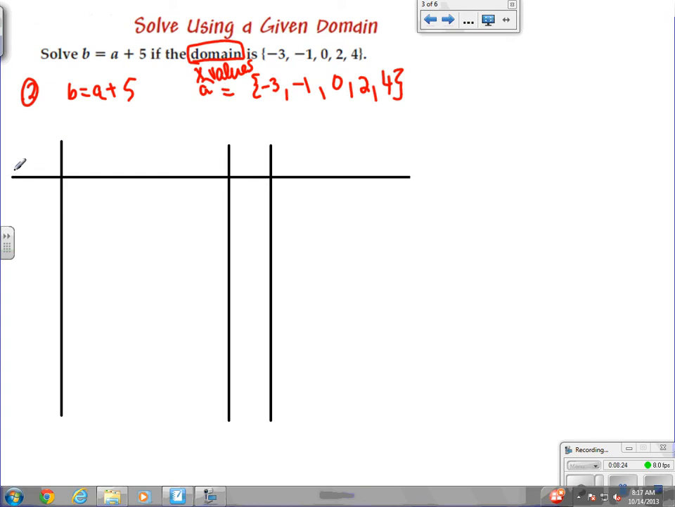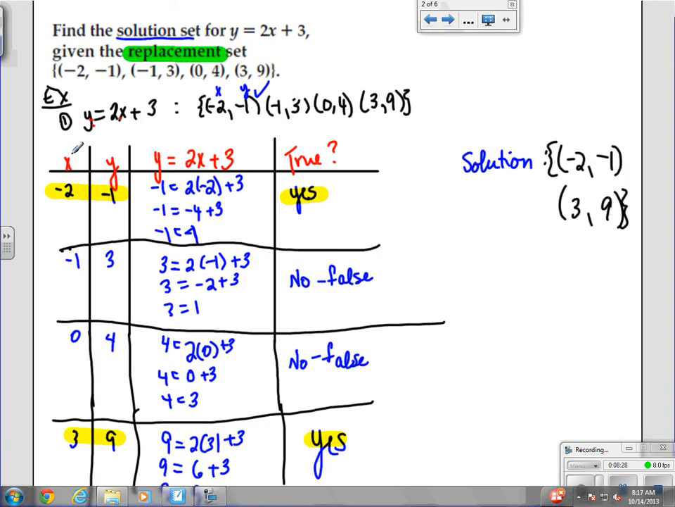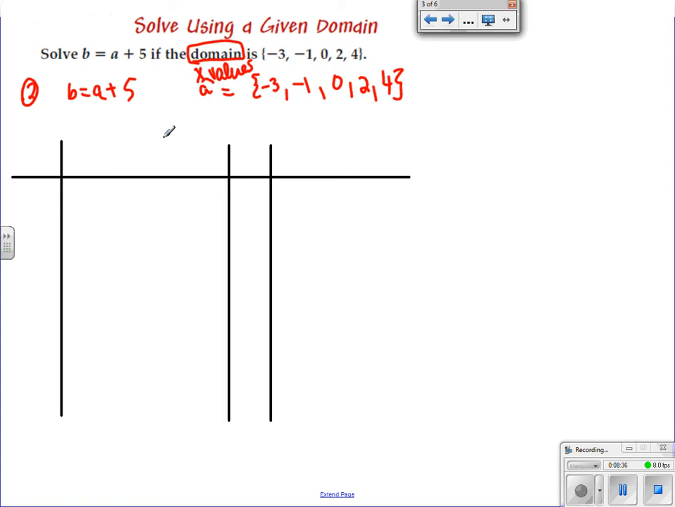So we make our table same way we did over here. We went x then y, kind of like it is in an ordered pair, kind of like how it is in the alphabet, x then y. So in the alphabet, my a would come first. And we know my a values are -3, -1, 0, 2, 4. But I don't know my b value, so I'm going to have to put b way over here and have to solve for b. So b equals a plus 5. And then lastly, I'm going to have to solve and write them out like an ordered pair. So in an ordered pair, we know x comes first, then y. Well, in terms of a and b, a would come first, then b.